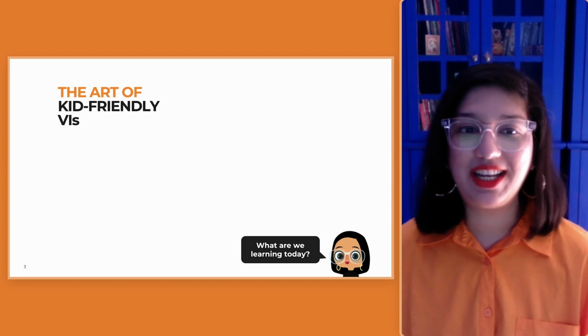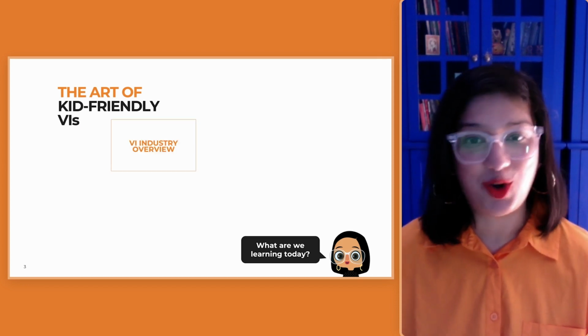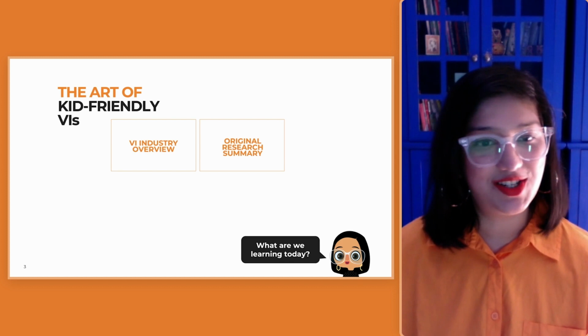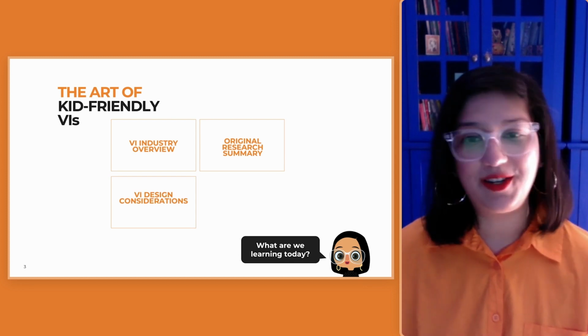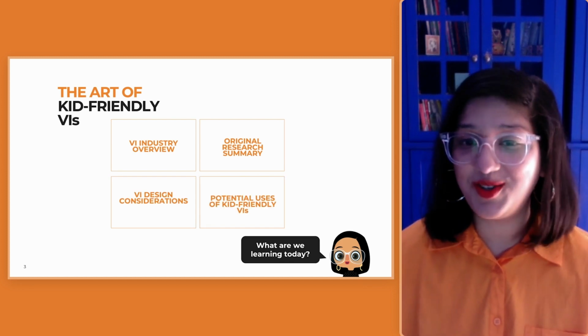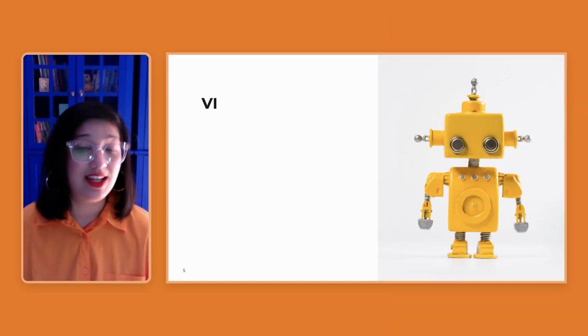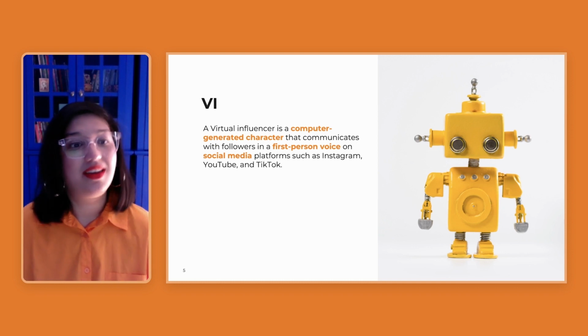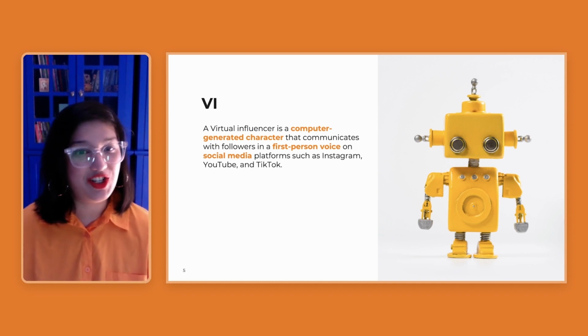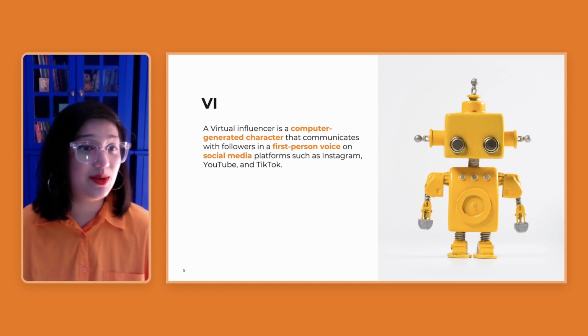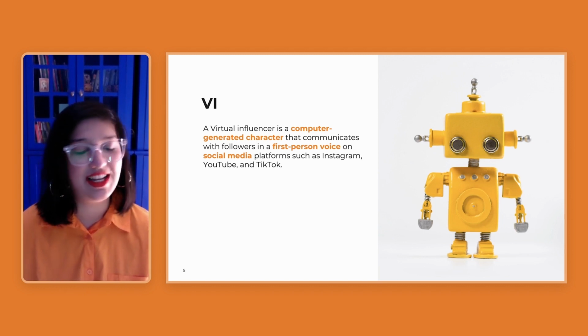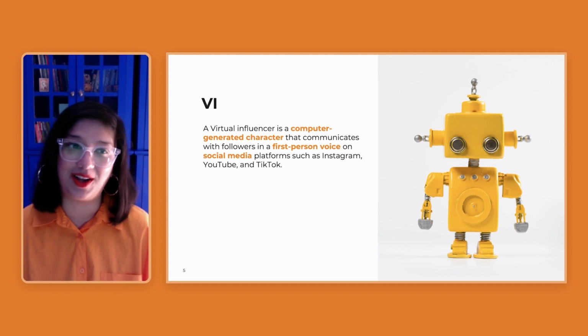In this video, we will explore a VI industry overview, original research summary, VI design considerations, and potential uses of kid-friendly VIs. Let's start with VI basics. What is a VI? A virtual influencer is a CGI character that communicates with followers in a first-person voice on social media platforms such as Instagram, YouTube, and TikTok.